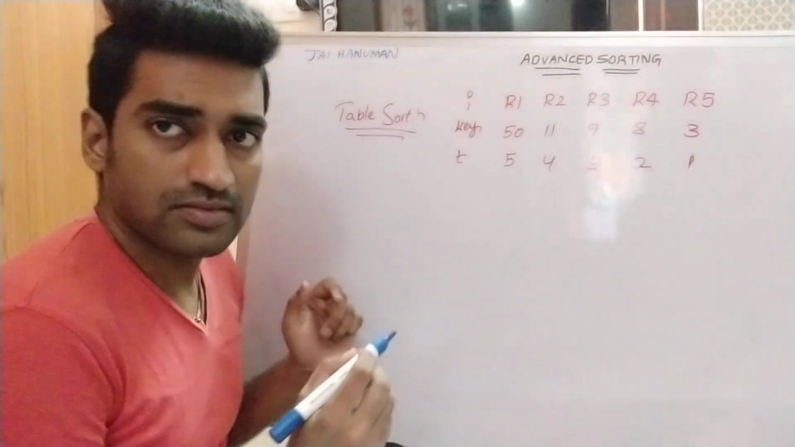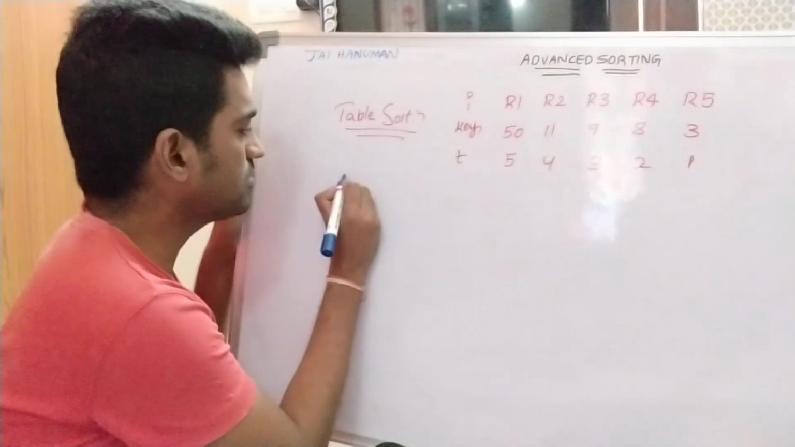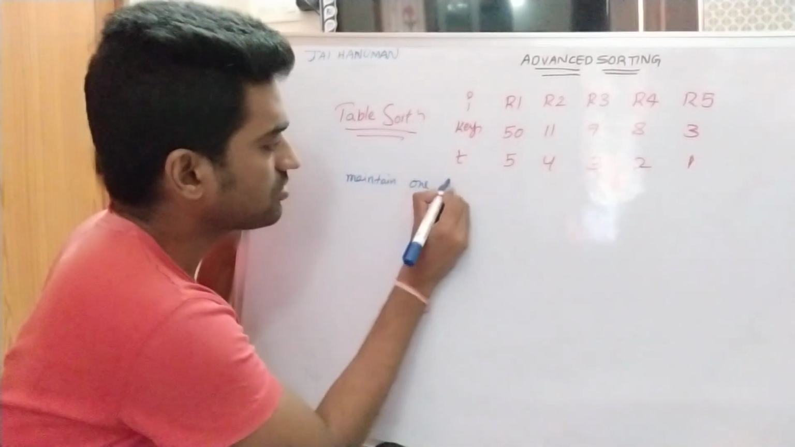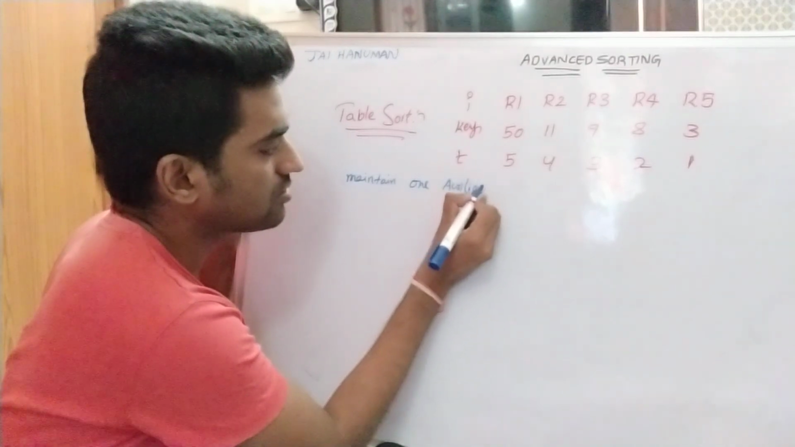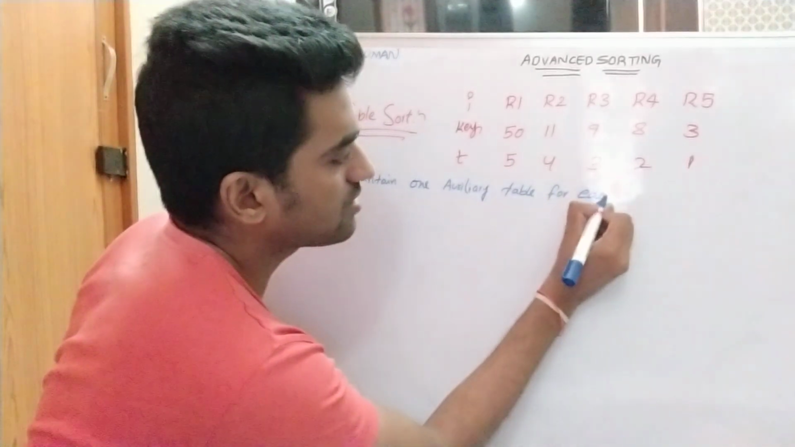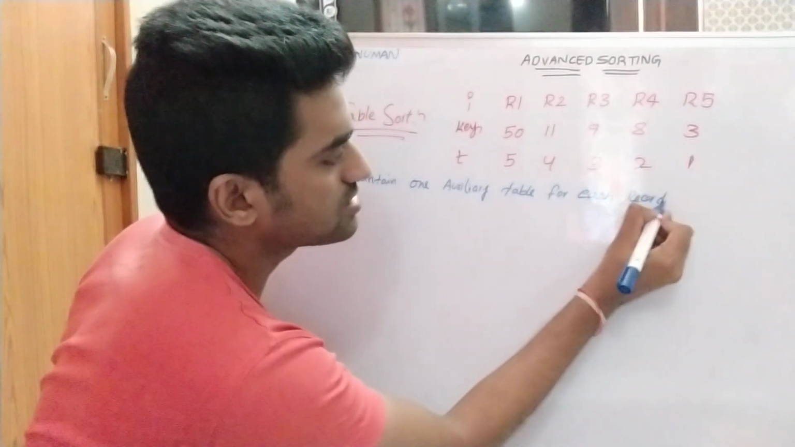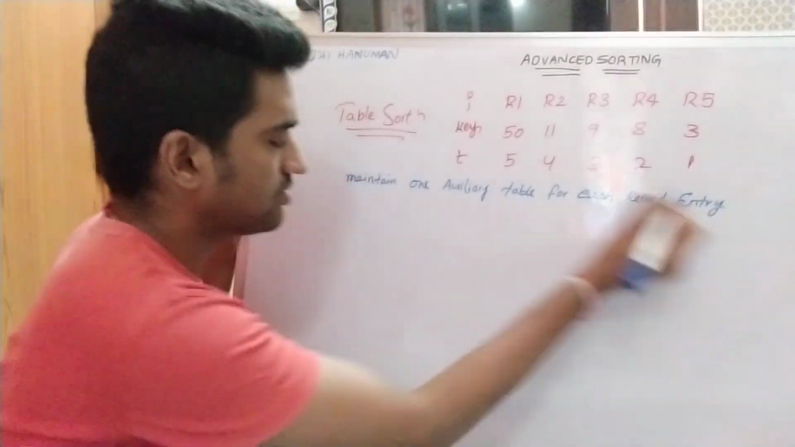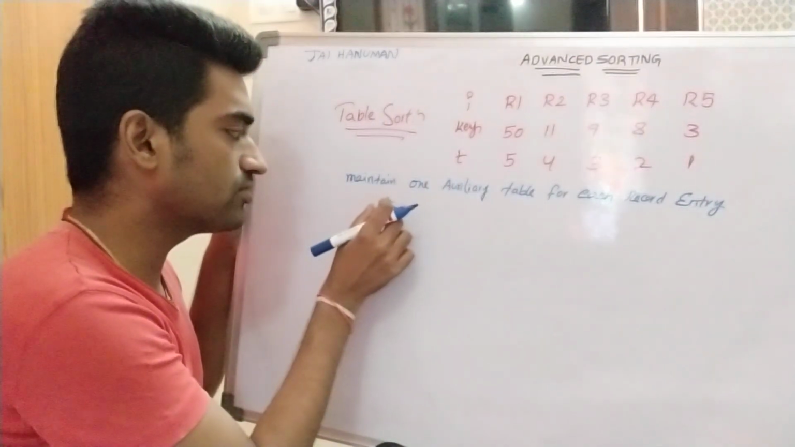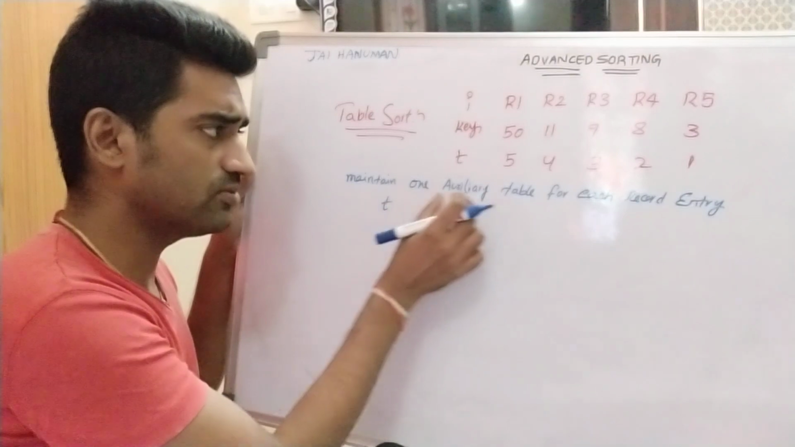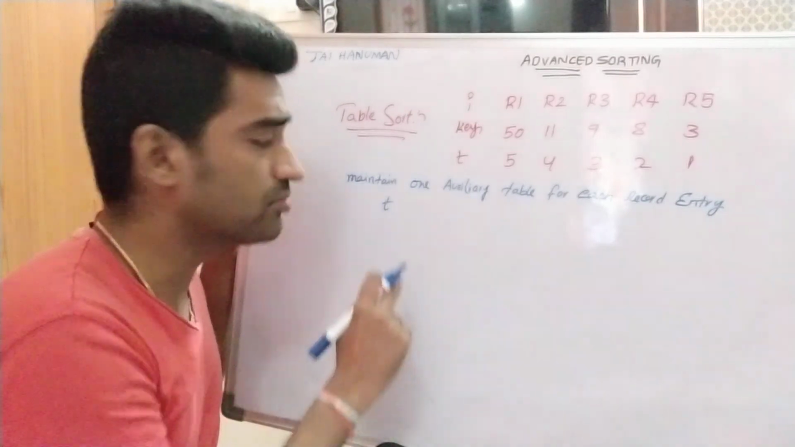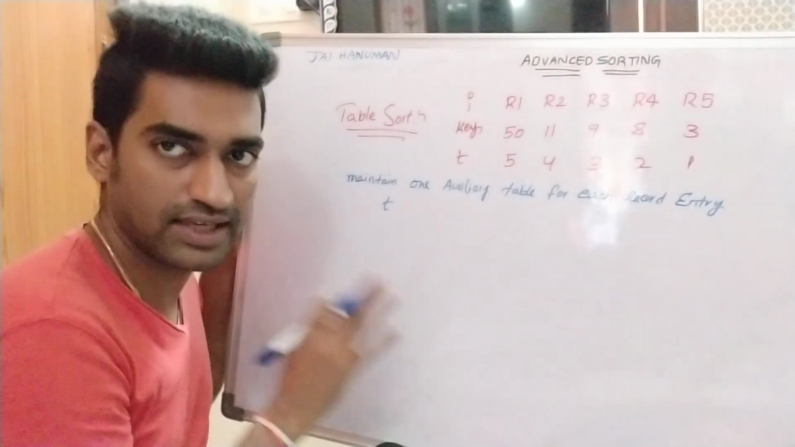First of all, in this technique we are maintaining one auxiliary table for each record entry, that can be denoted with the help of T. So simply we are considering one more array. In that we are considering some value for each and every record entry that can be represented with the help of one table, right?